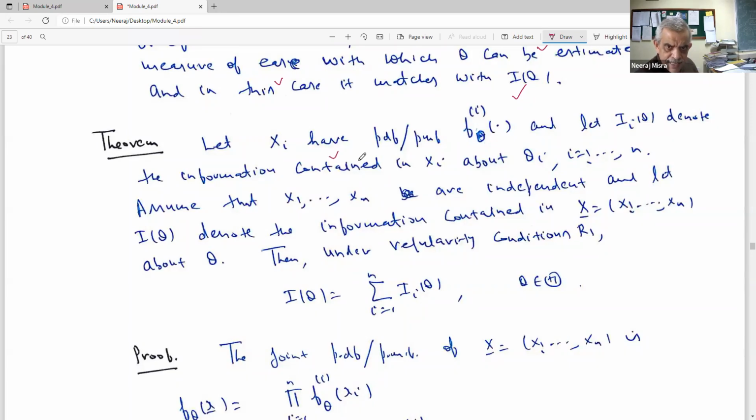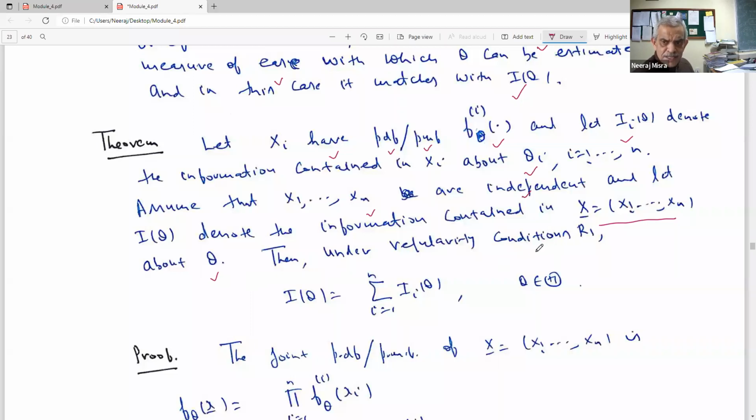Let Xi have a PDF or PMF f theta i, and let I i theta denote the information contained in Xi about theta. Assume that x1, x2, xn are independent. And let I theta denote the information contained in the whole sample x1, x2, xn about theta.